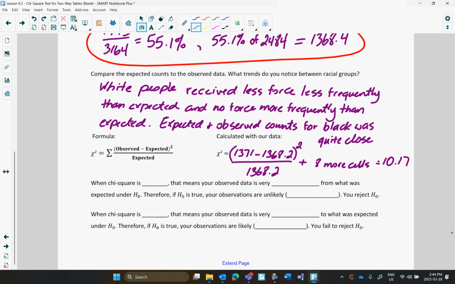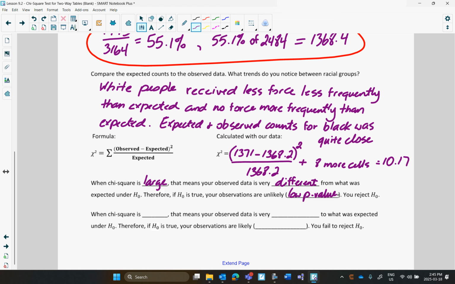It doesn't really tell us a heck of a lot. I mean, is that high? Well, I don't know. But remember, and we talked about this before, when the chi-square statistic is large, that means your observed data is very different from what is expected under the null. Which means it would be very unlikely to get a sample like that, which means it would have a low probability value.